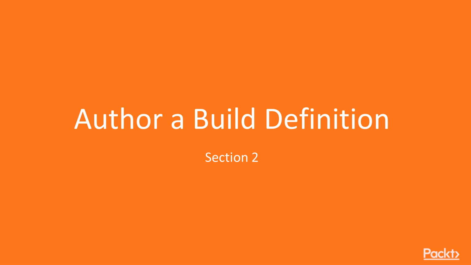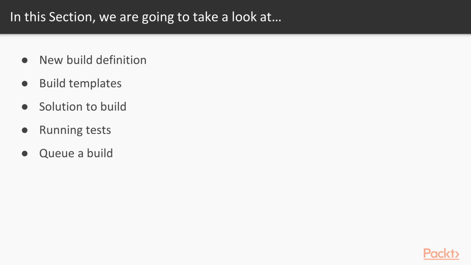In this particular section of our course, we're talking about authoring a build definition. So what will you learn? Well, we're going to first start off with creating a new build definition in VSTS. Next, we'll move on to the build templates, where we'll explain what the build templates are, and we'll dive deep into those. Then we're going to go on to adding the solution to the build, and we want to make sure that we're building our application.